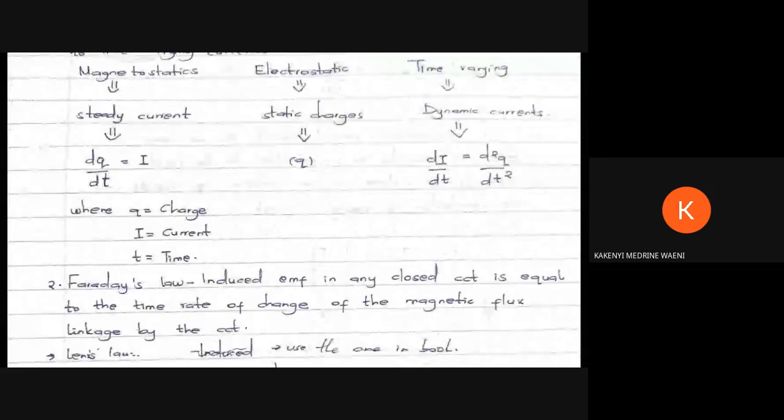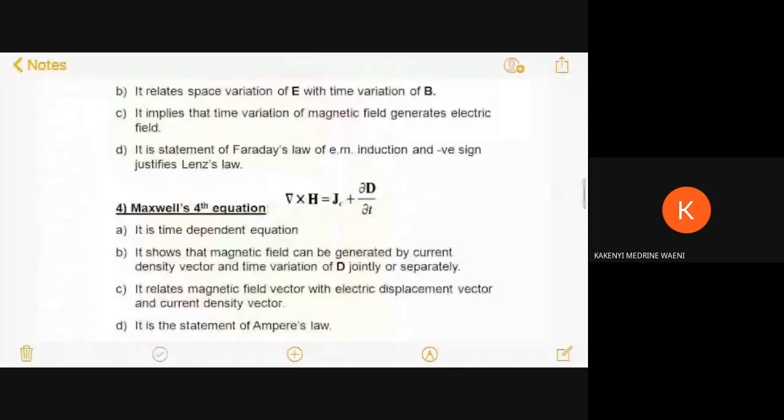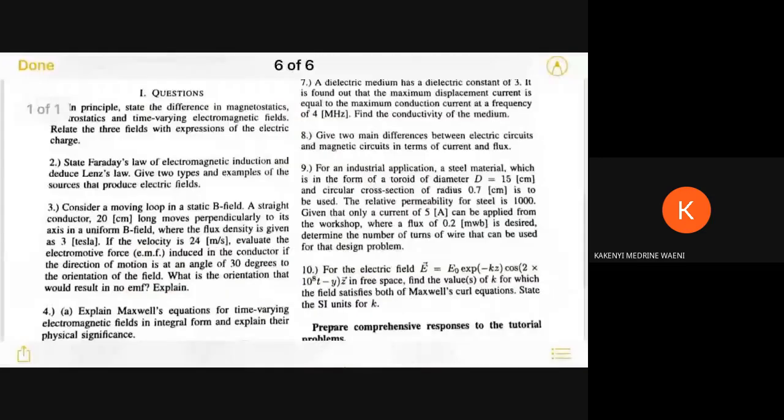Then number 2 was, it is so difficult. Number 2 was: state Faraday's law of electromagnetic induction and deduce Lenz's law. Then give 2 examples of the sources that produce electric fields. That's number 2.